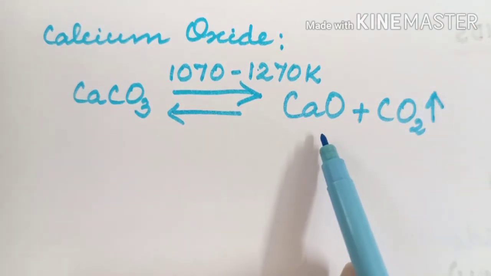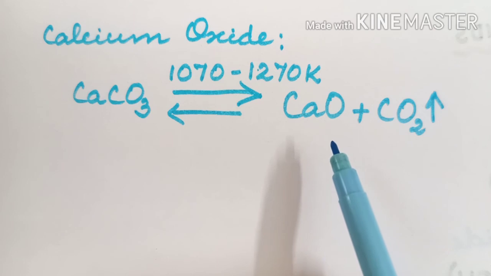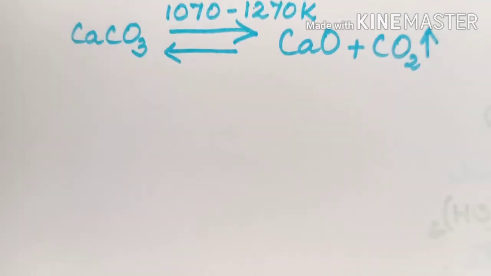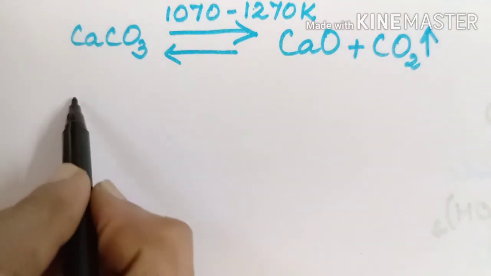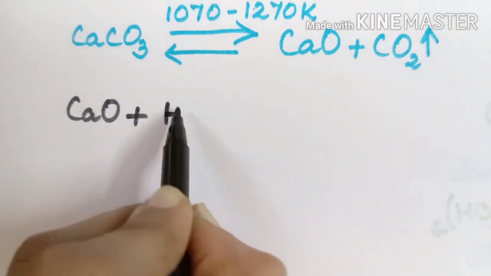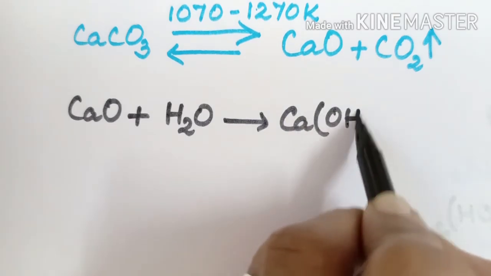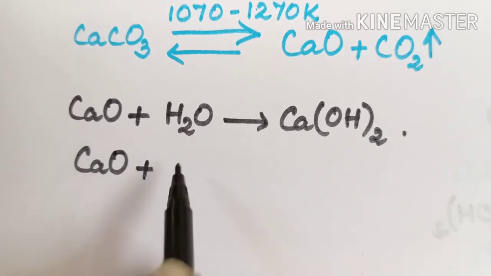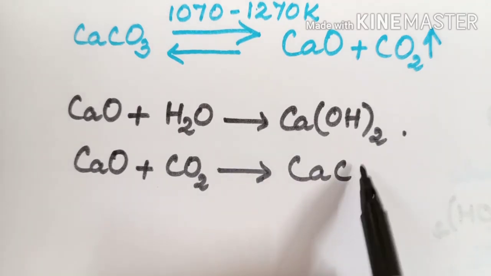You find that calcium oxide is a white amorphous powder and on exposure to atmosphere, it absorbs moisture and carbon dioxide. So what happens when it absorbs moisture? You find that calcium oxide, when it absorbs moisture, forms calcium hydroxide. The calcium oxide, when it absorbs carbon dioxide from the atmosphere, will change back to calcium carbonate.